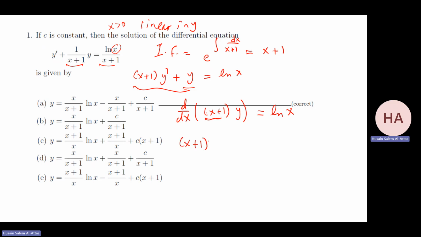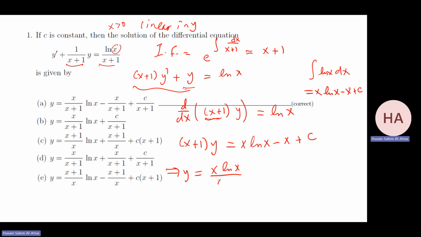We have x plus 1 times y equals the integral of ln x. By parts, that's x ln x minus x. So it will be x ln x minus x plus c. So y will be x ln x over x plus 1, minus x over x plus 1, plus c over x plus 1, which is this answer.